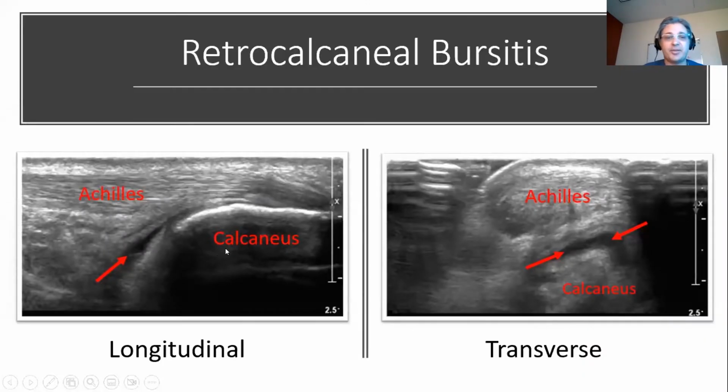And here's another case with perhaps just a physiologic, tiny amount of fluid in the retrocalcaneal bursa. Just wanted to show you yet another example of anatomically where this bursa lives, at the junction of the Achilles tendon and the calcaneus, right in this area. Anatomy is key.